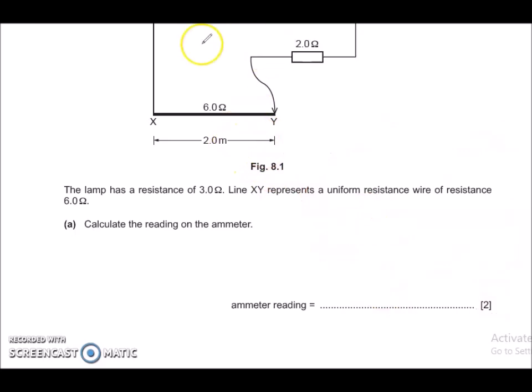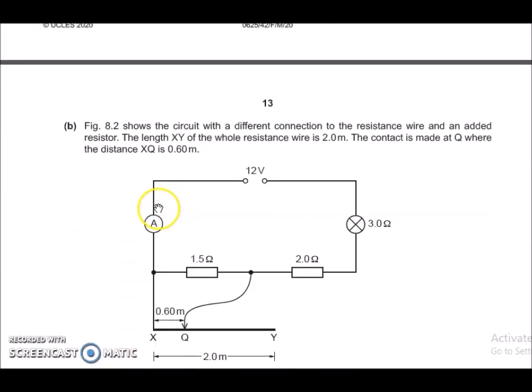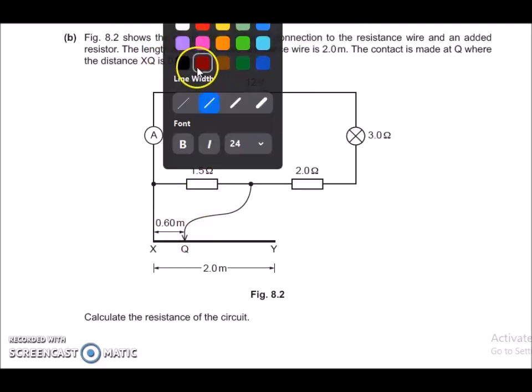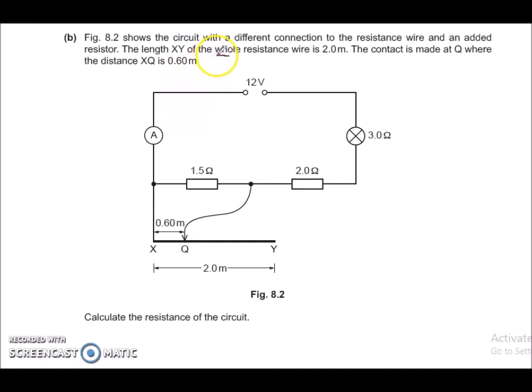Okay, now we will go through again. This is A. Now we will do the B. Okay, this is the B. 8.2 shows the circuit, different connection, and added resistor. Whole resistance is 2. So here will be XY. The whole resistance wire is 2 meter. Okay. So now they ask us to calculate the resistance of the circuit.